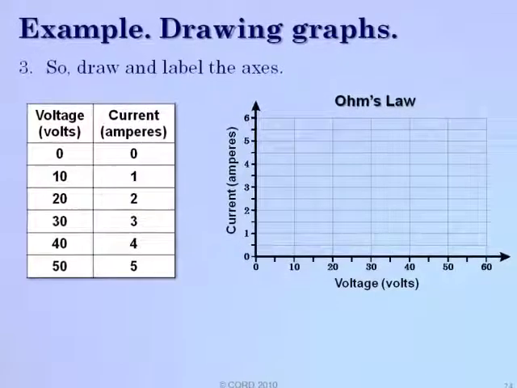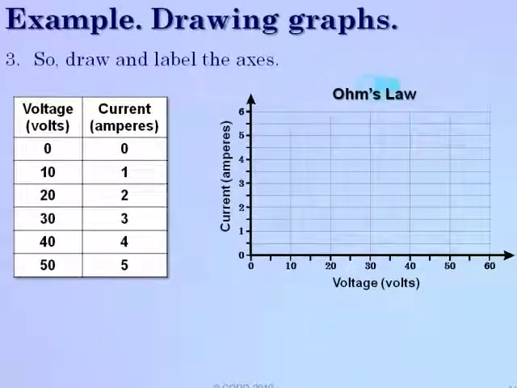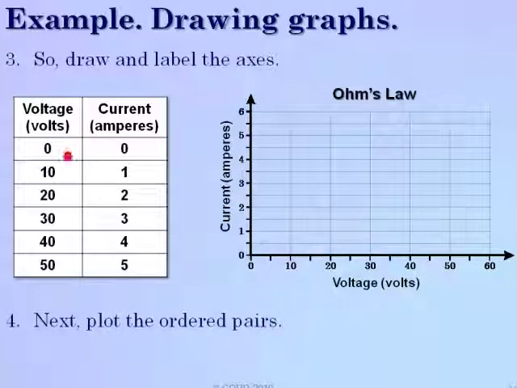So let's draw and label the axes in our graph. Ohm's Law is our title. Voltages in volts are our x-axis, and current measurements in amperes form our y-axis. So now we'll plot each of those points on the graph, starting off with 0 and 0, 10 volts and 1 amp, 20 volts and 2 amps, 30 volts and 3 amps, 40 volts and 4 amps, and finally 50 volts and 5 amps.